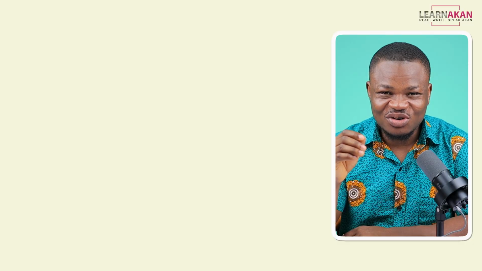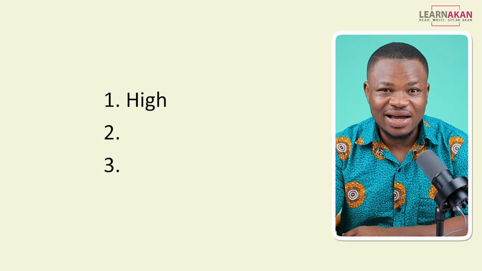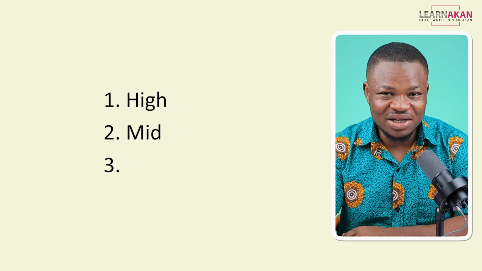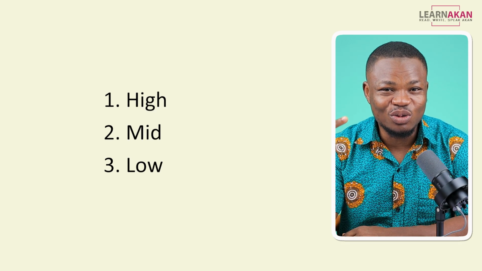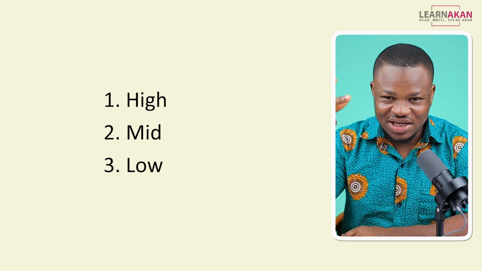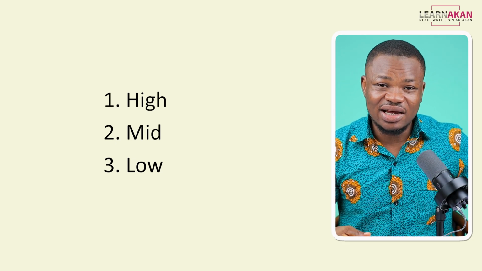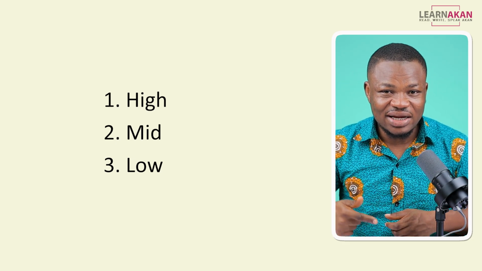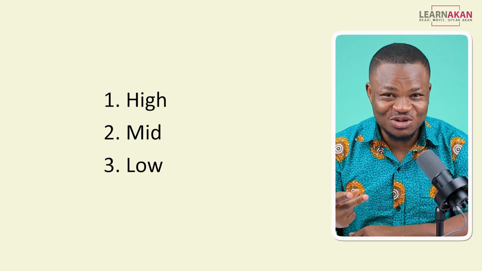Now let's look at the tones of Twi. So Twi makes use of 3 tones. We have the high tone, the mid tone, and then the low tone. Okay, so we have these 3 tones in Twi: the high tone, the mid tone, and then the low tone.